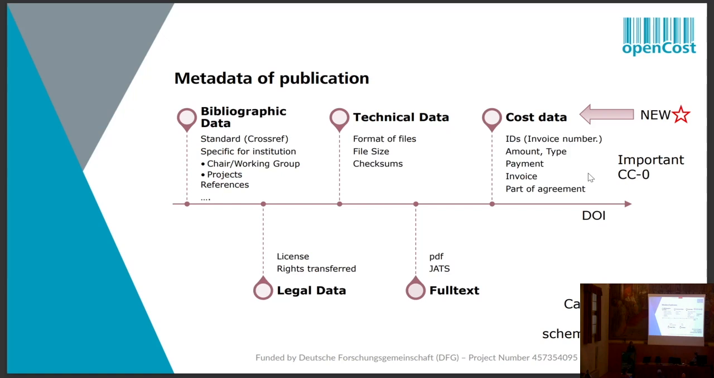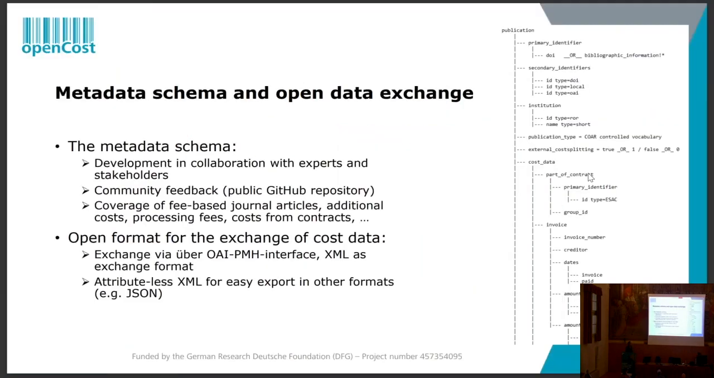We decided to make this a standard which can stand alone, so you can use it and connect it with the other metadata by the DOI, or you can also include it in other metadata formats, for example in DataCite. We are talking with DataCite about whether they are interested in including cost data in their DataCite schema. So what we started with is a schema for cost payments in articles.